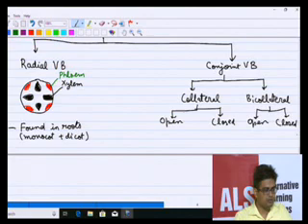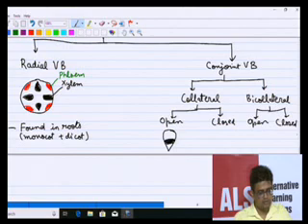So in collateral, if I take a look at the vascular bundle, if it is an open vascular bundle, that means cambium is present. Cambium I am showing by purple. And if it is a closed vascular bundle, there is no cambium.